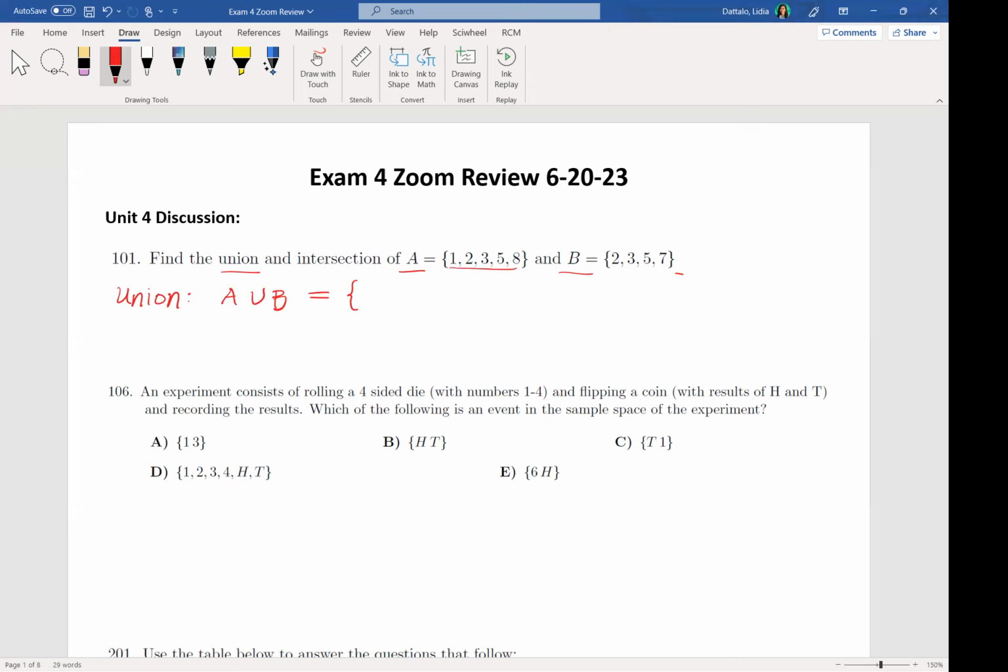So I'm going to grab all the A elements, 1, 2, 3, 5, 8. And now I'm looking at B, which is 2, 3, 5, 7. Well, I already have 2 right there. I already have 3 in the set. I already have 5. The only one I don't have is 7. I mean, if I want to, I don't have to, but I can put them in ascending order. So that's A or B.